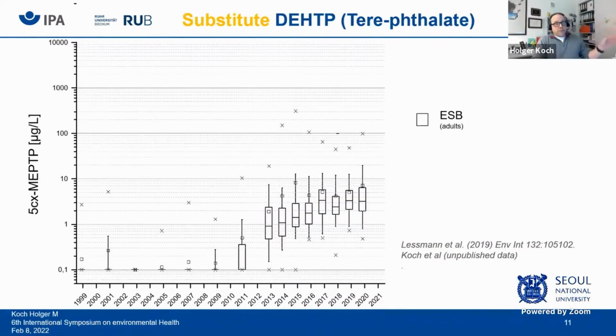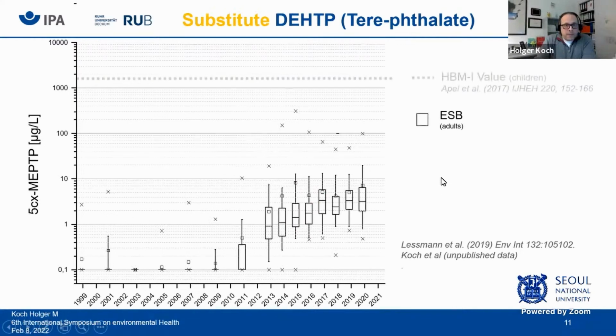Now let's look at the substitutes. Remember those that have been newly introduced, and we developed methods for the terephthalate. You can see here measuring a carboxylated metabolite in urine. You can see the rapid increase in exposure to terephthalate starting in 2010-11. In 2016, each and every sample analyzed was positive for terephthalate metabolites. All that has been published recently. This is the specimen bank data.